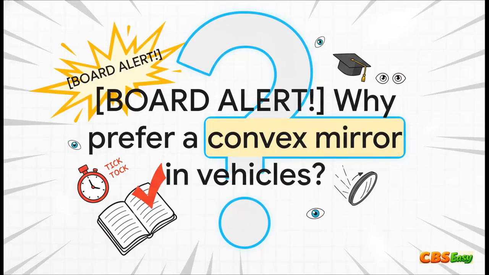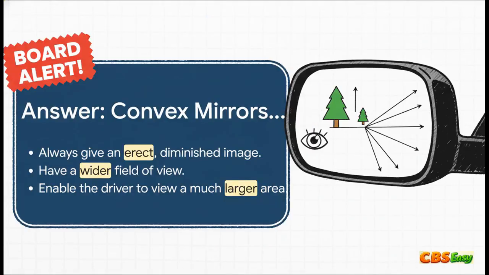Now you're going to want to pay close attention here. This question is a board exam favorite. It comes up all the time, and the examiners are looking for very specific keywords in your answer. And here it is, your perfect full marks answer. There are two killer points you have to mention. 1, the image is always upright or erect. You don't want to see cars behind you upside down, right? And 2, it gives you a much wider field of view, so the driver can see way more of the road. Those are the magic words.